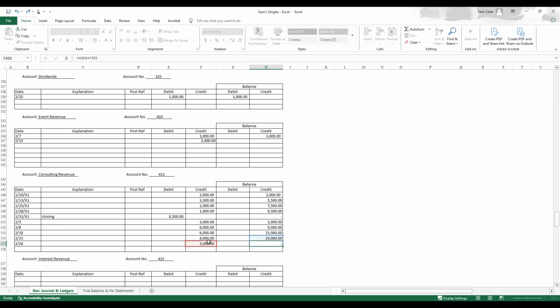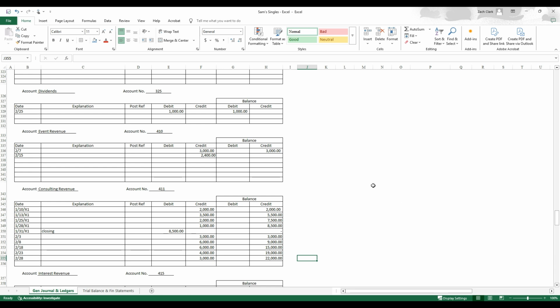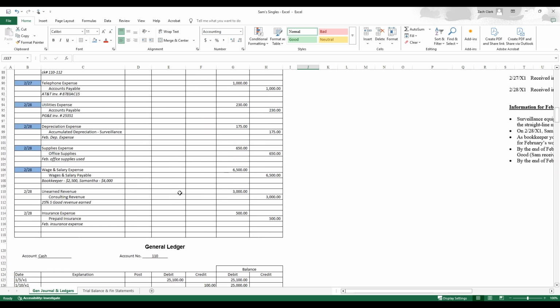Equals 19,000 plus 3,000. So we got 22,000 earned on consulting revenue. I just saw one, I'm going to fix our running total. So our total revenue earned then becomes 27,400 for the month. So pretty good. Okay, we have that done.